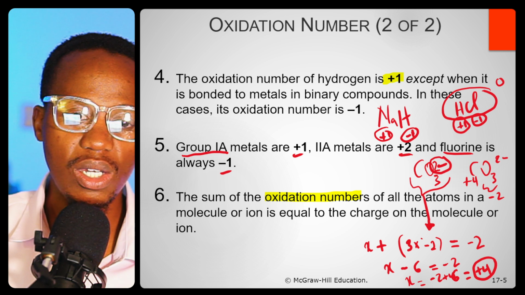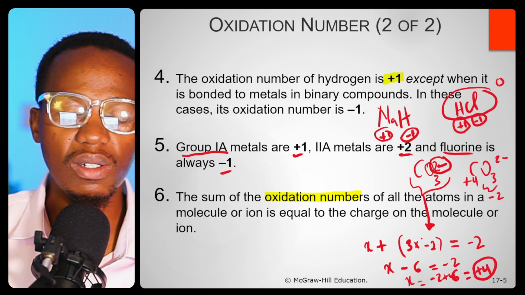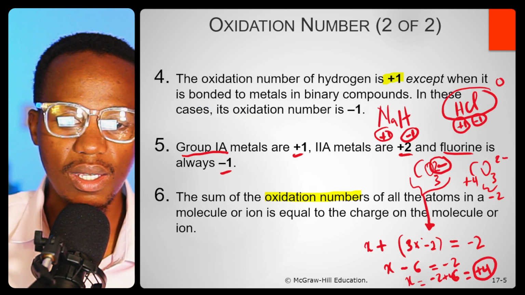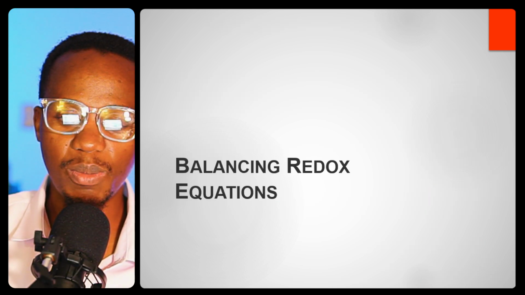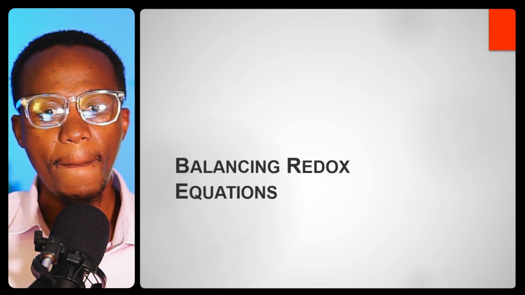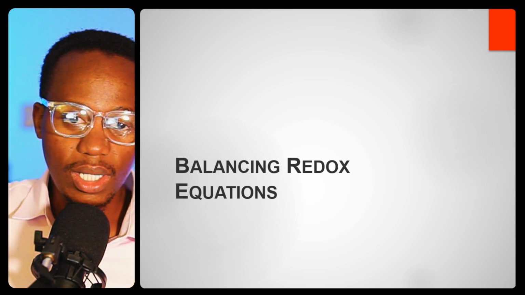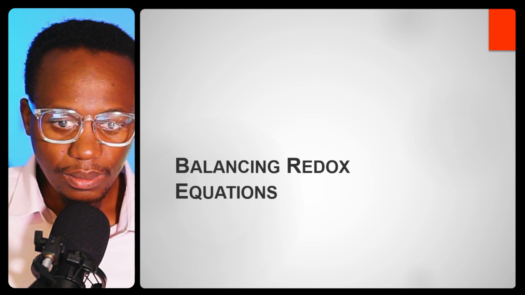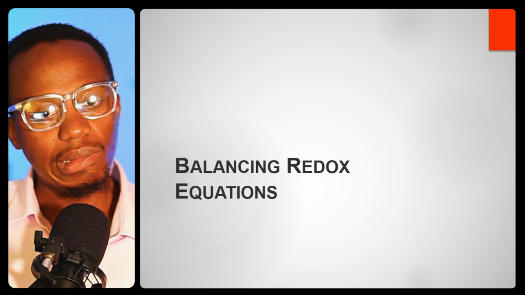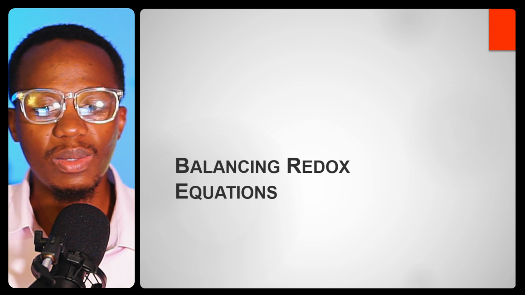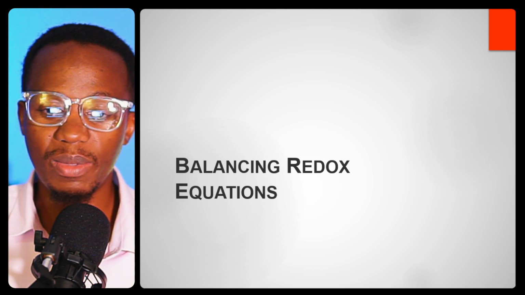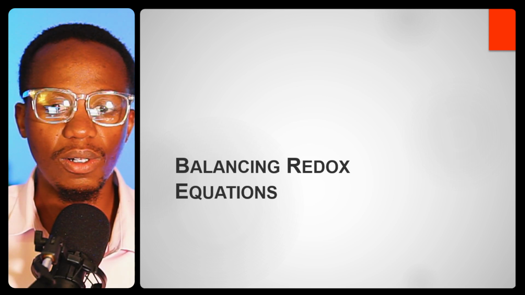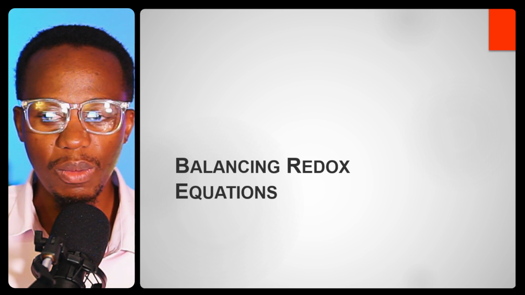So we really do care about oxidation numbers, and we'll get to practice in a minute, but we care about them because we need to know how to balance redox reactions. This is one of the most important things when it comes to electrochemistry. I was gonna say this is the hardest thing, but it's not hard at all. So just bear with me.